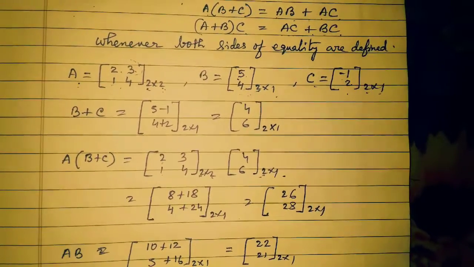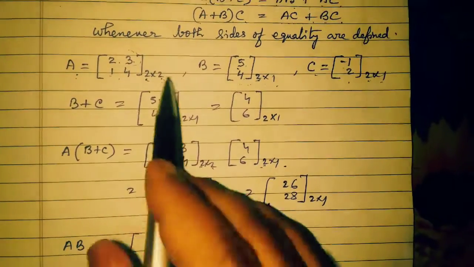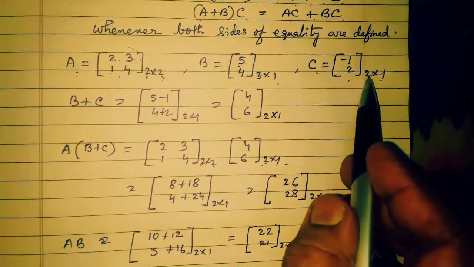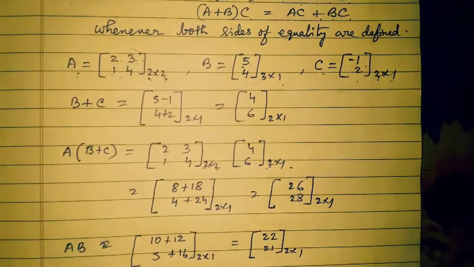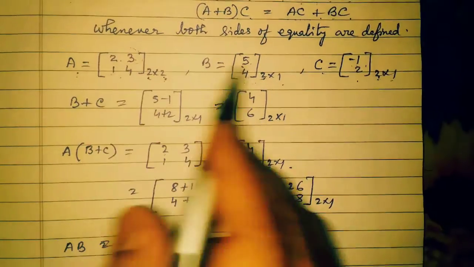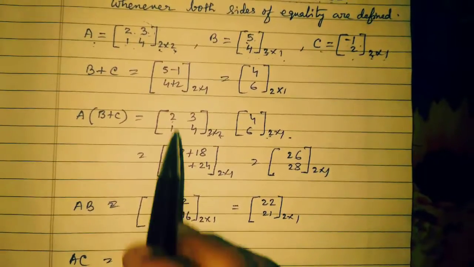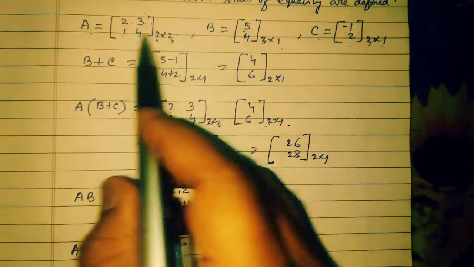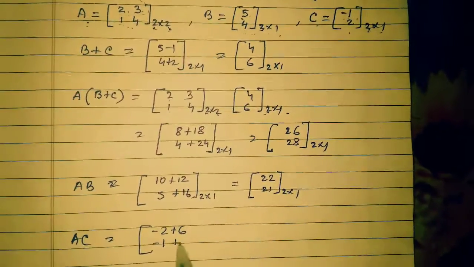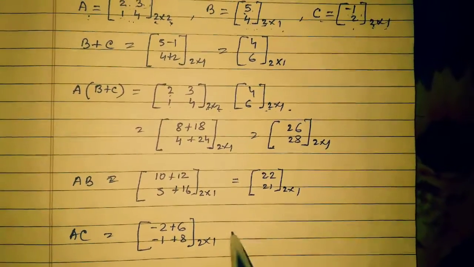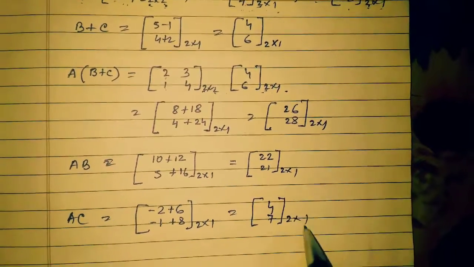Similarly, we'll find A into C. The column of A is 2 and the row of C is 2, which are equal, so it is possible to multiply. Now multiply the first row with the first column: 2 into -1 is -2, and 3 into 2 is 6. Next multiply the second row with the first column: 1 into -1 is -1, and 4 into 2 is 8. This is also a 2 into 1 order matrix. We get 6 minus 2 is 4, and 8 minus 1 is 7, a 2 into 1 matrix.